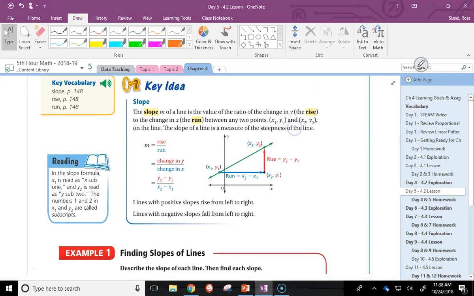In our lesson 4.2, our key vocabulary words that we do need to know are slope, rise, and run. When we read this one, it says the slope, or m, of a line is the value of the ratio of the change in y, the rise, to the change in x, the run, between any 2 points, (x1, y1) and (x2, y2). So here, I need you to open up your OneNote so you can do notes with us. Grab a paper.